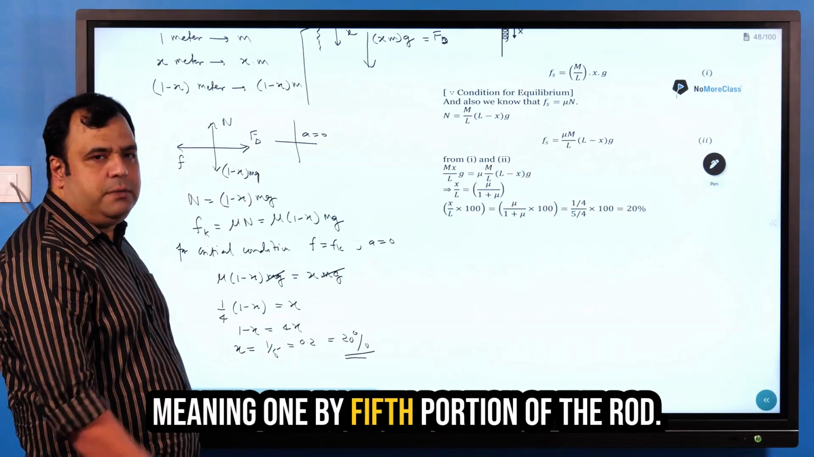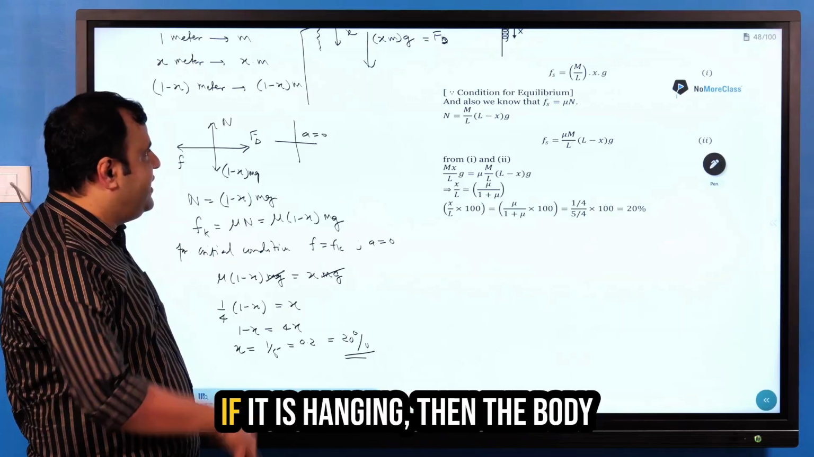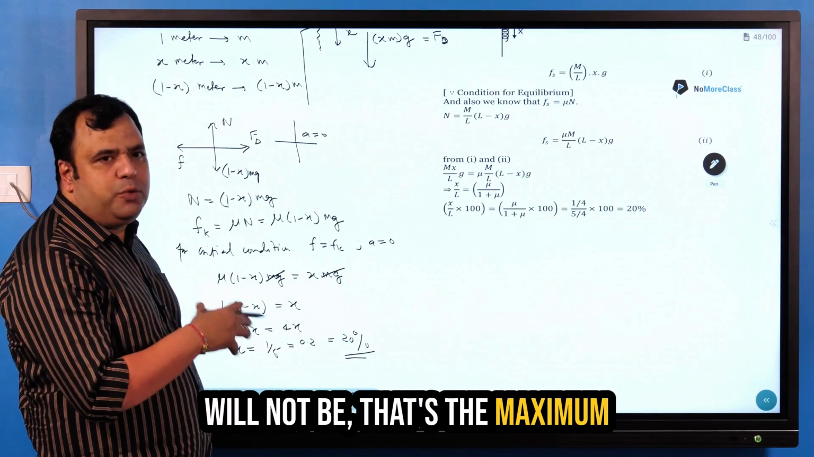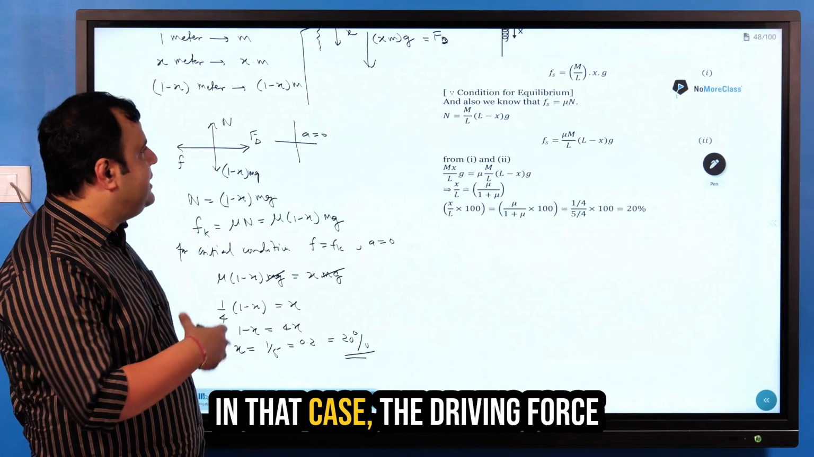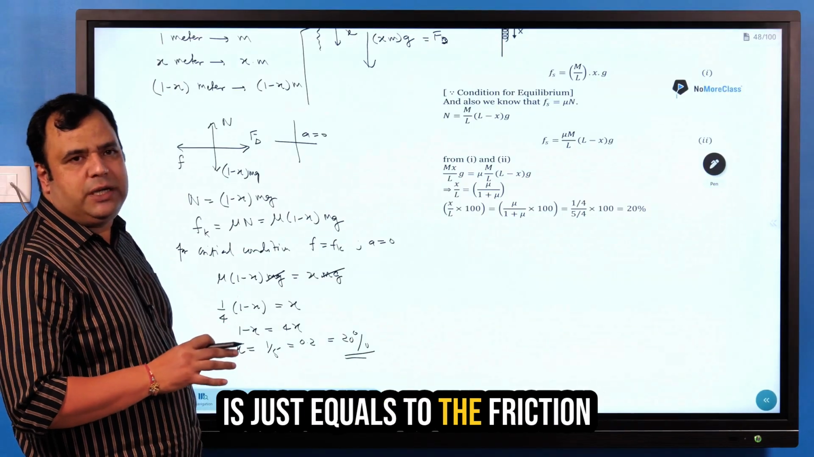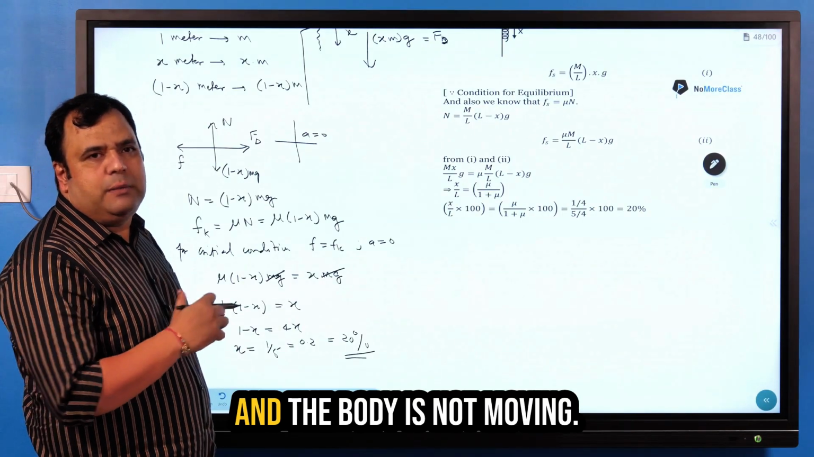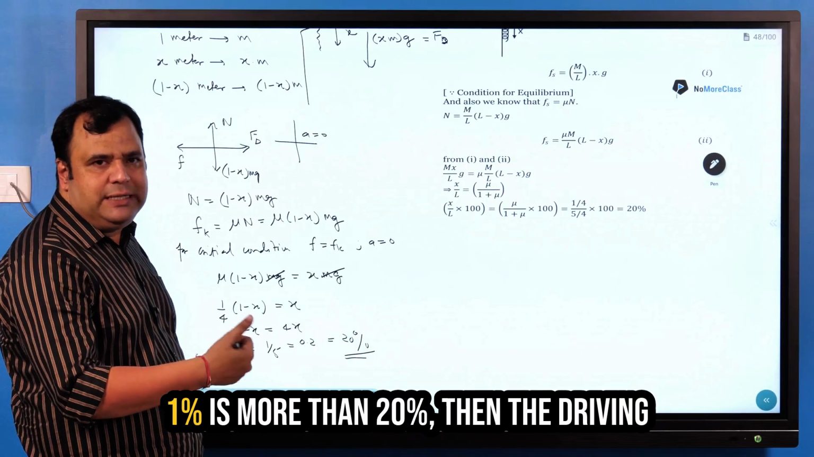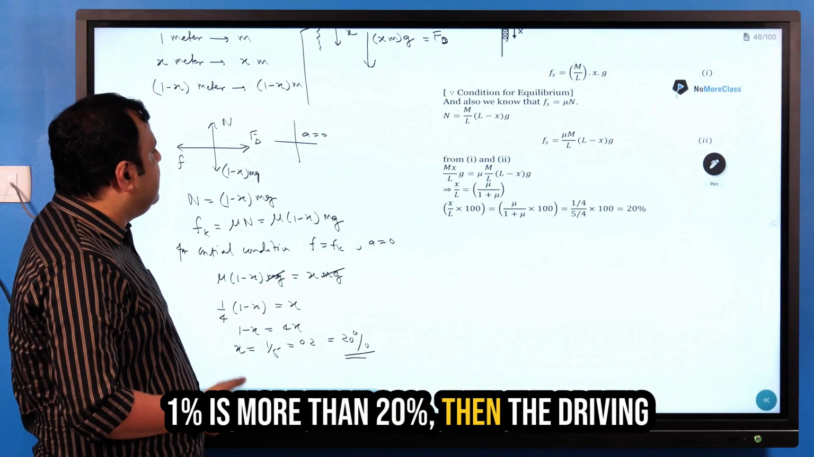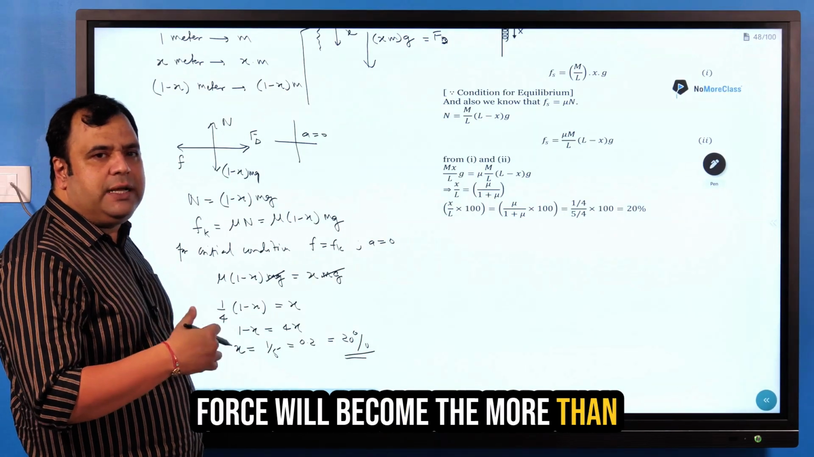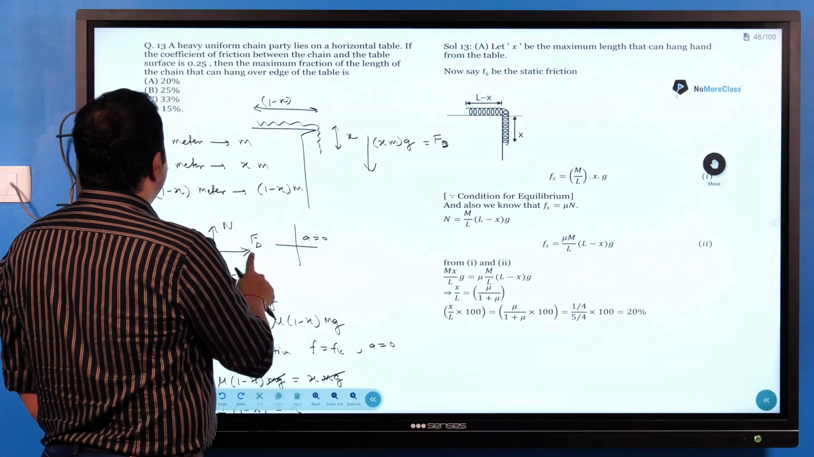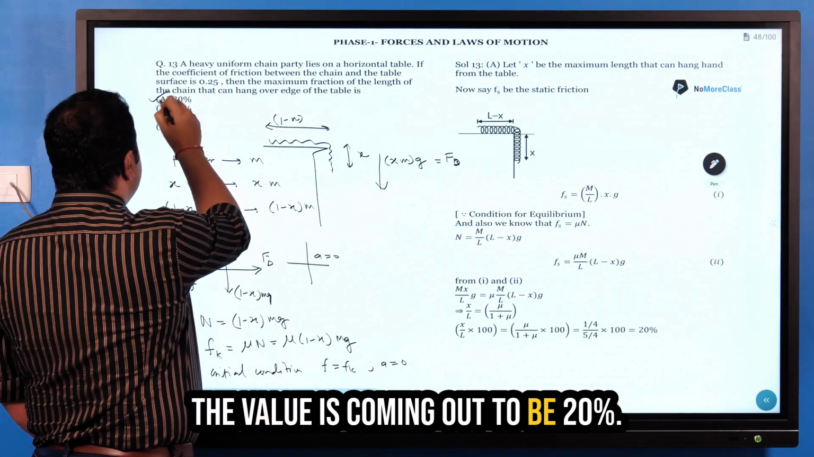Meaning if 1 by 5th portion of the chain is hanging, then the body will not move. That's the maximum portion which can hang. In that case, the driving force is just equal to the friction as the body is not moving. If it's slightly more than 20%, even 1% more than 20%, then the driving force will become more than Fk and the body will start moving. So in this particular case, the value is coming out to 20%.